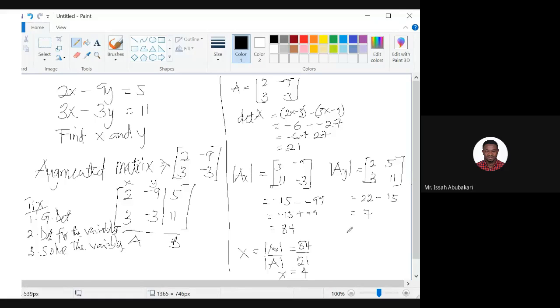Now let's look at y. Y is equal to determinant of Ay divided by the general determinant. And the answer is 7 divided by 21, which is 1 over 3. So y is equal to 1 over 3. X is 4, y is equal to 1 over 3. Please, do we understand?